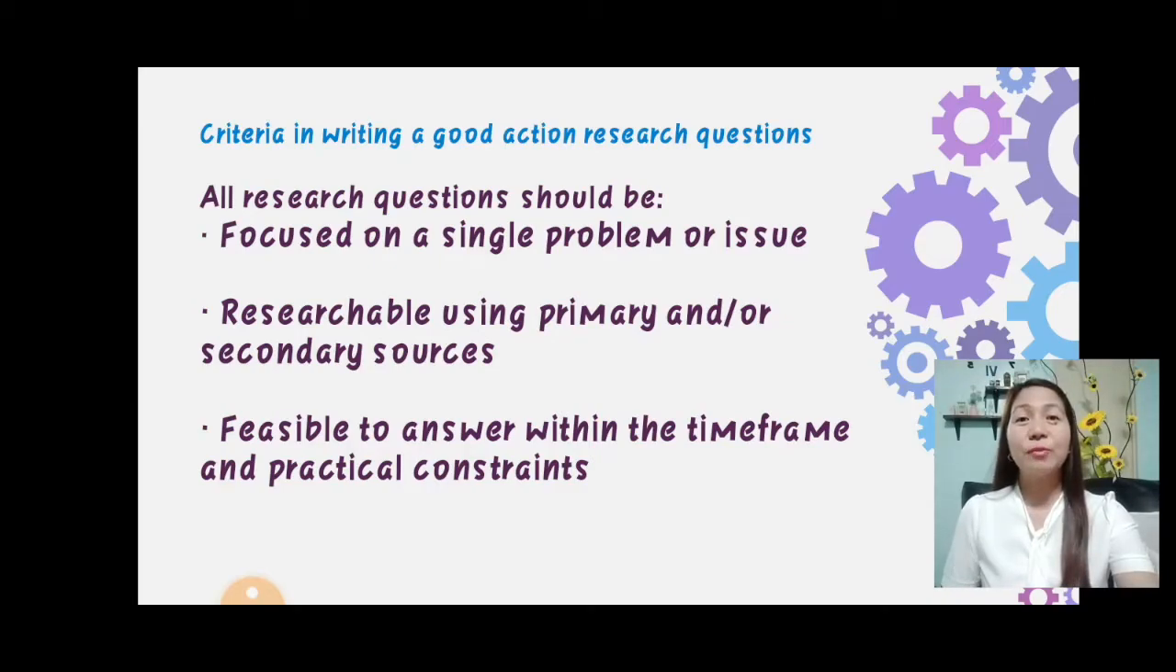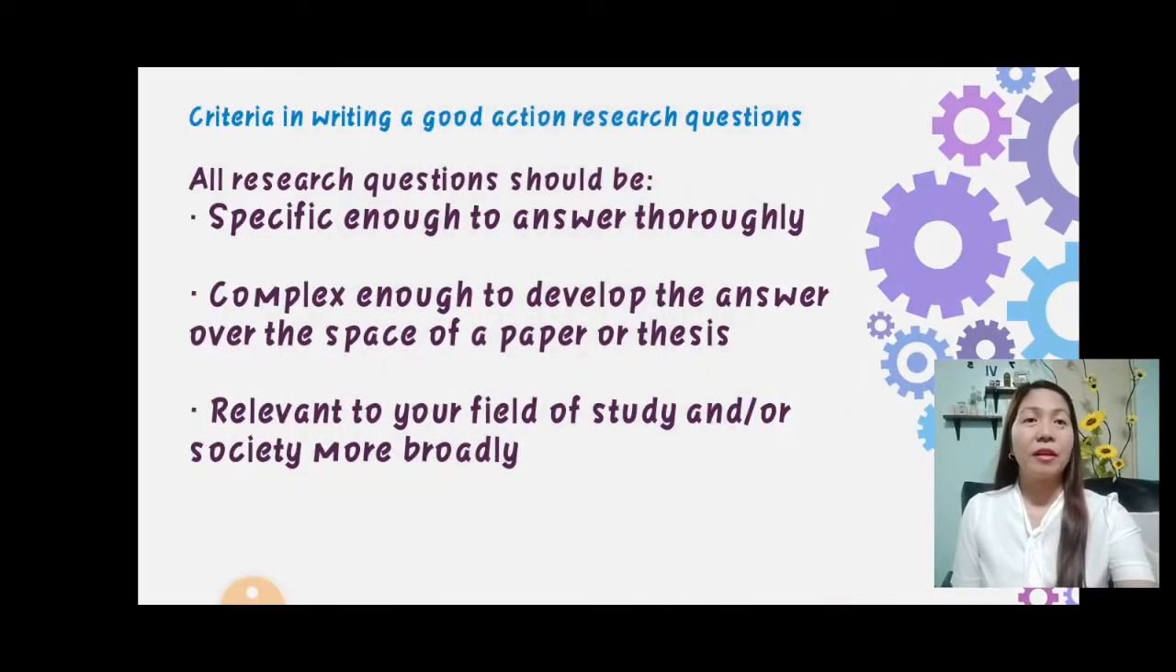Second, it should be researchable using primary and secondary sources. You will know later on what are those primary and secondary sources from our next lectures. It should be feasible to answer within the time frame and practical constraints. In writing an action research, you have 3 months and a maximum of 6 months. It should be specific enough to answer thoroughly, but it should be complex also to develop the answer over the space of a paper or a thesis.